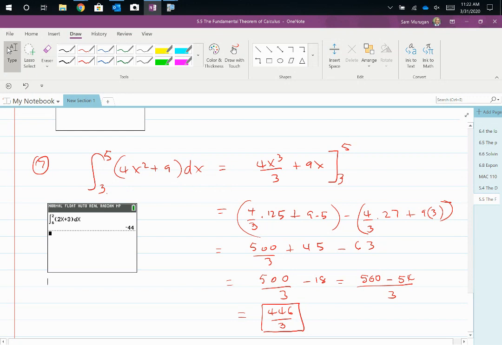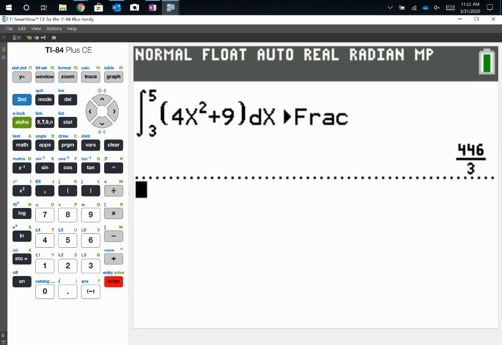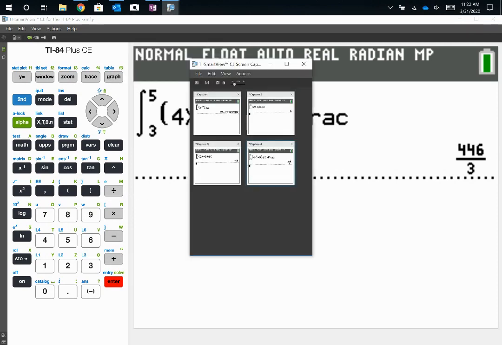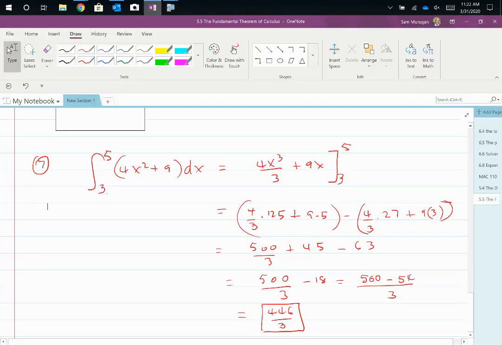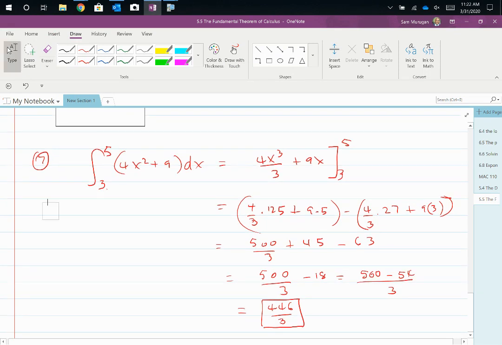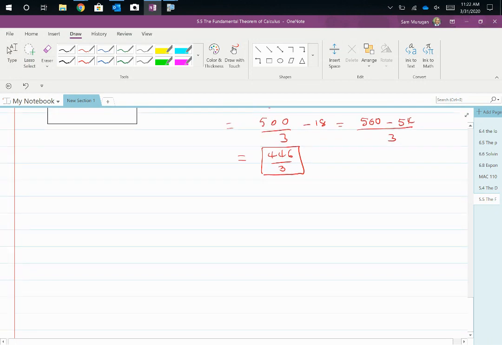I think I copied the wrong thing. Of course I did. Where are the screen captures? All right, let's see if that copied correctly. Okay, there you go. We're moving along here.